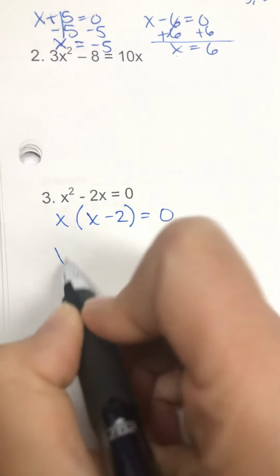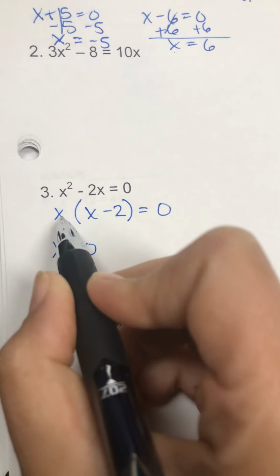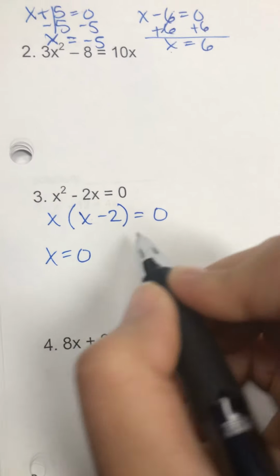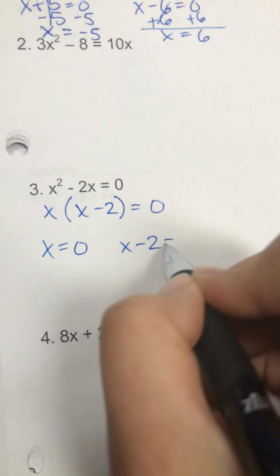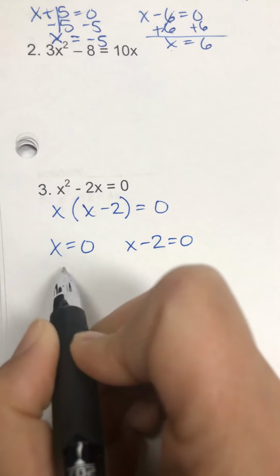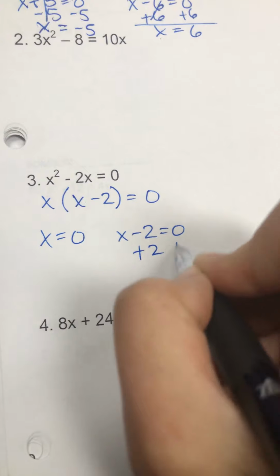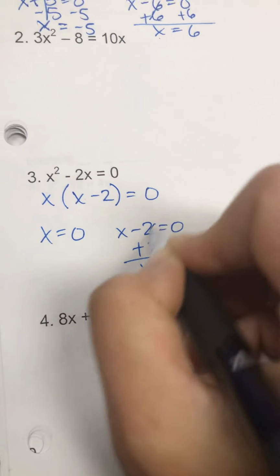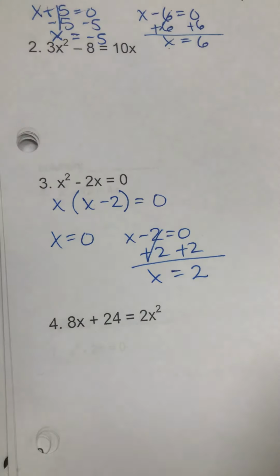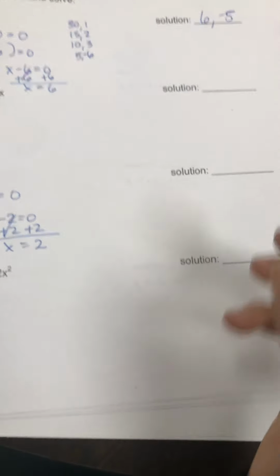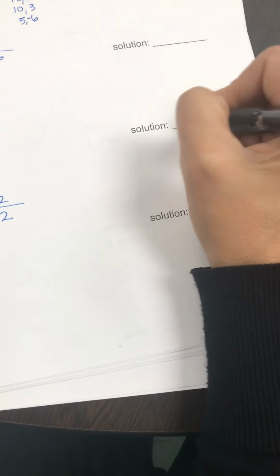Okay, so x is equal to 0. You set your first factor equal to 0, and now you're going to set x minus 2 equal to 0. So there's nothing to do here. We already know one of our solutions is x is equal to 0. Plus 2 on both sides, and you're going to get x is equal to 2. So your solution to write over here is going to be 0 and 2.